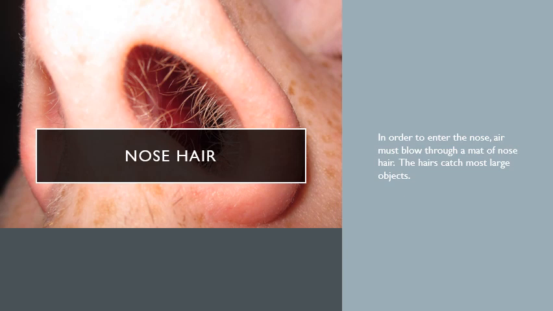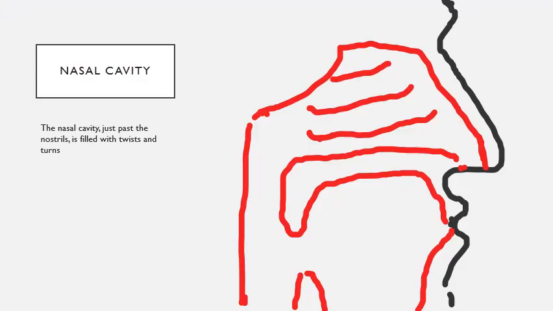So you take a deep breath using your nose. Was it in through the nose, out through the mouth, right? Yeah. And your nose hairs start catching them.